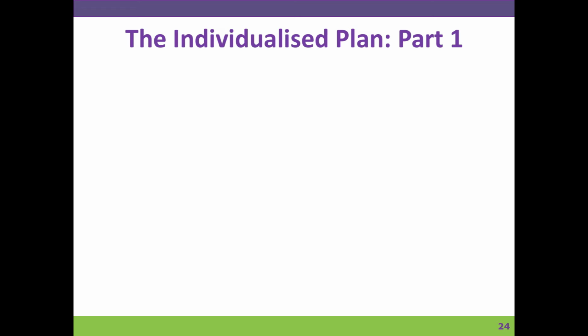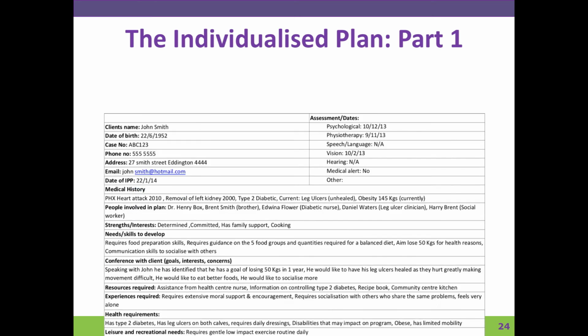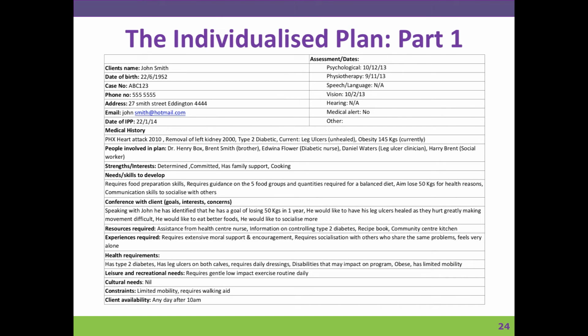Let's now look at a typical individual program plan. This plan is for a man named John. It includes John's medical history, his strengths, the areas he wishes to improve, the people who are involved in the plan, and the resources required to make the plan work. Take a moment now to familiarise yourself with this plan before we move on to the second part of John's individualised plan.